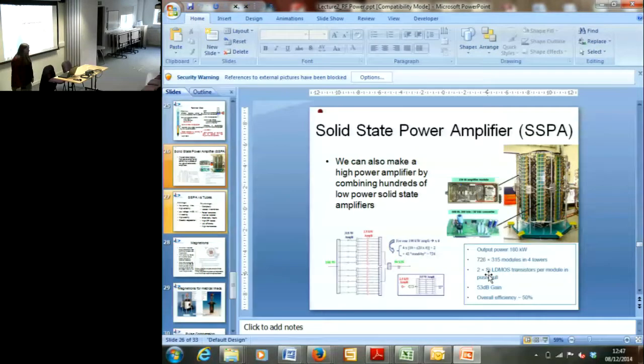So solid-state power amplifiers are still on the fringes a wee bit. For light sources, they're perfect. But no one's using them for anything other than light sources at the moment. But that might come. They might replace klystrons one day. I don't know. I don't see it happening anytime soon, but who knows? Could happen.